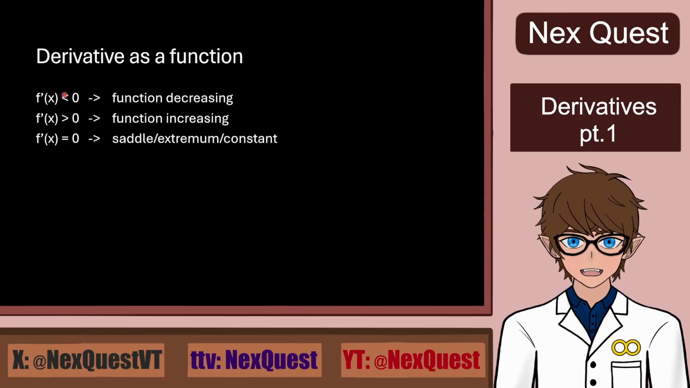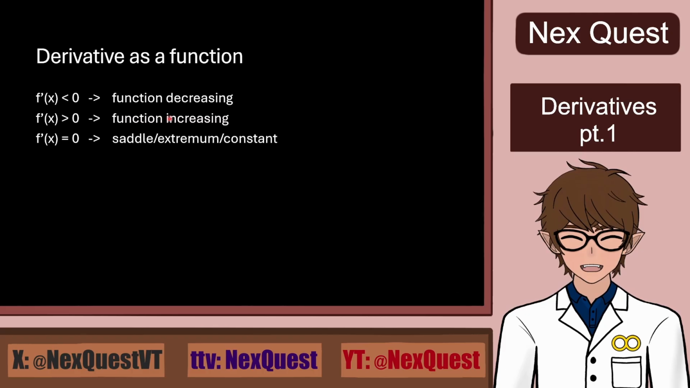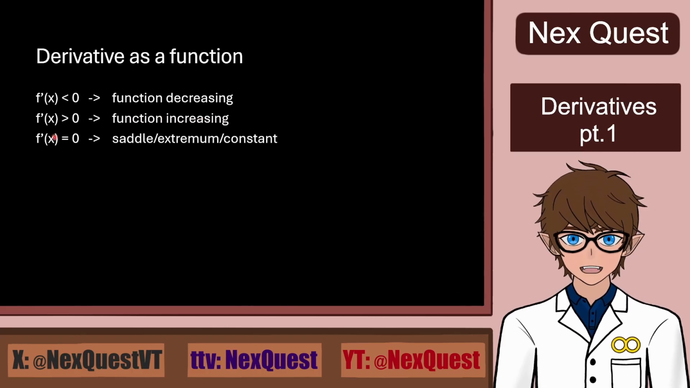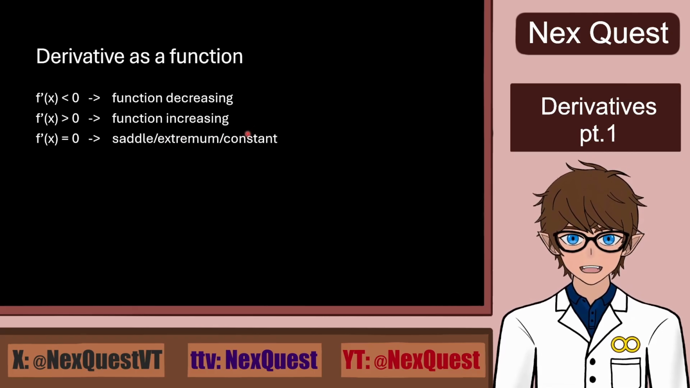If the derivative is less than 0, then the function is decreasing. If the derivative is more than 0, the function is increasing. And if the derivative is exactly 0, we either have a saddle, extremum, or just a constant. So what the hell is an extremum or a saddle?